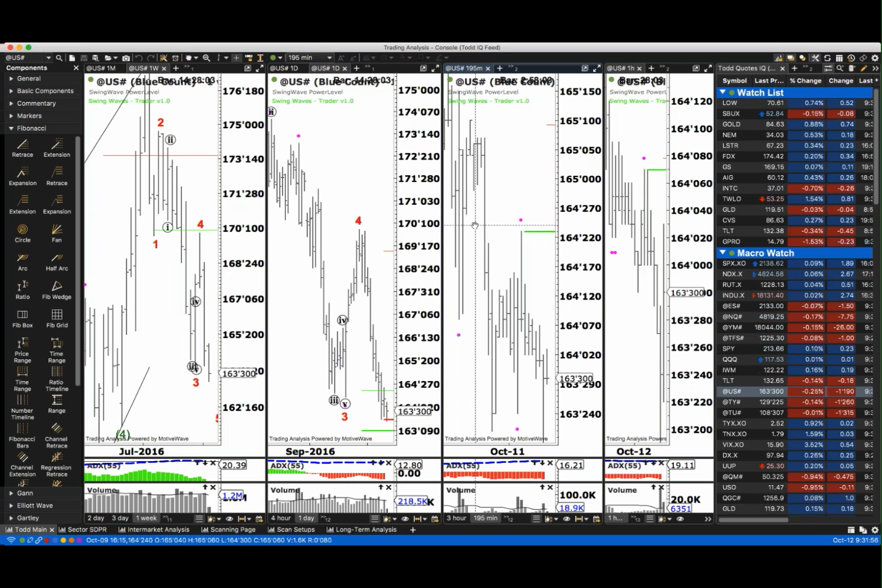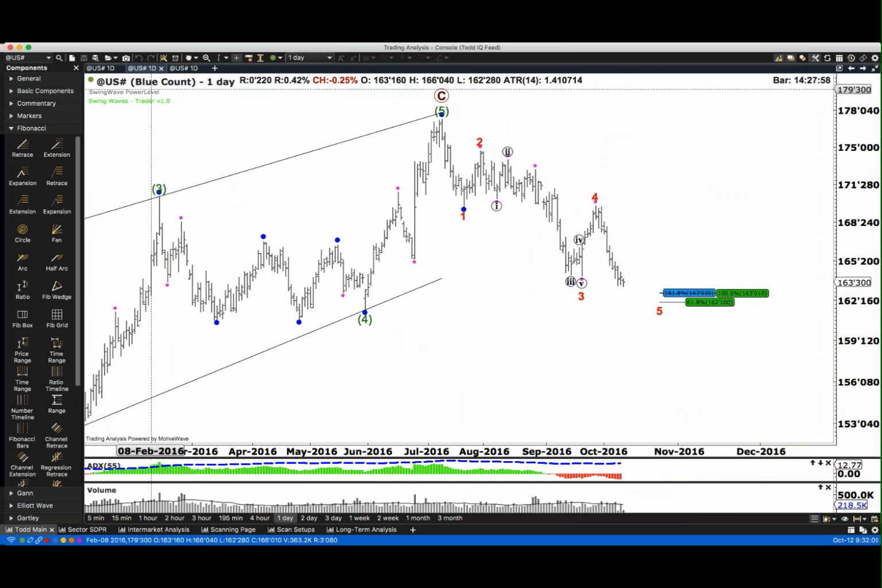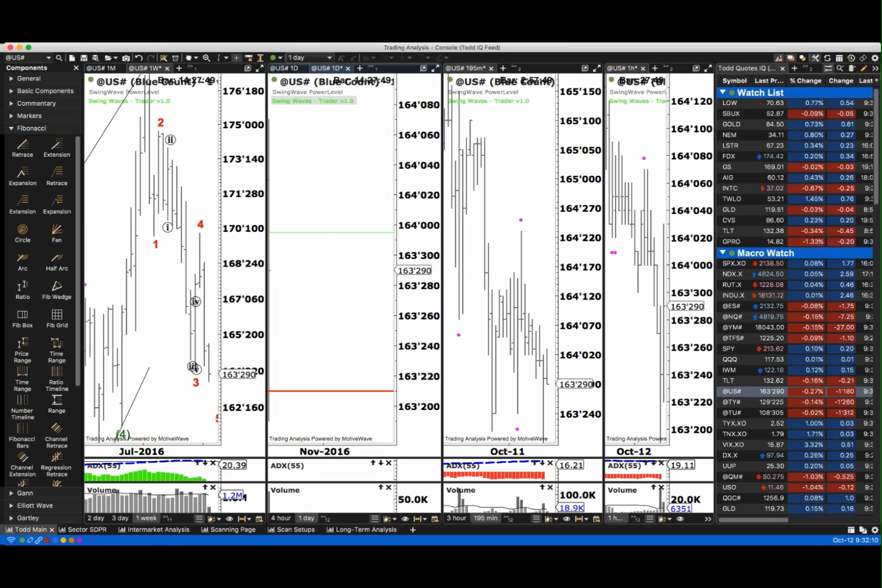Let me just see if bonds are moving into that support zone yet. Okay. Yep. All right, guys, we'll leave it there. Hopefully that helps. I know I threw a lot at you, but it is a busy market.